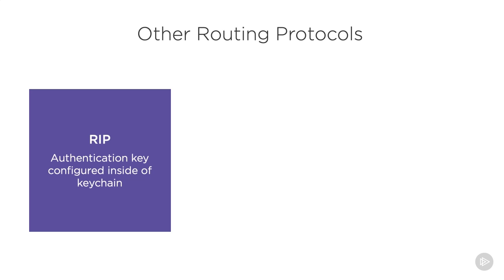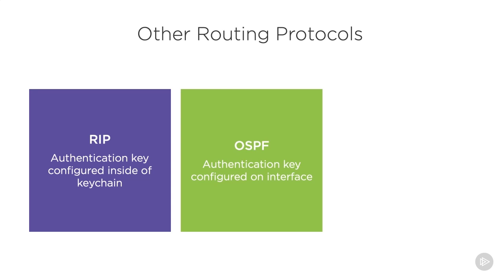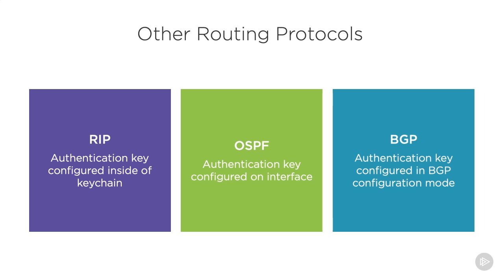For OSPF and BGP, we won't use a keychain. Rather, for OSPF, we will specify the authentication key right on the interface that is participating in the OSPF process, and for BGP, we will configure the key globally in BGP configuration mode.